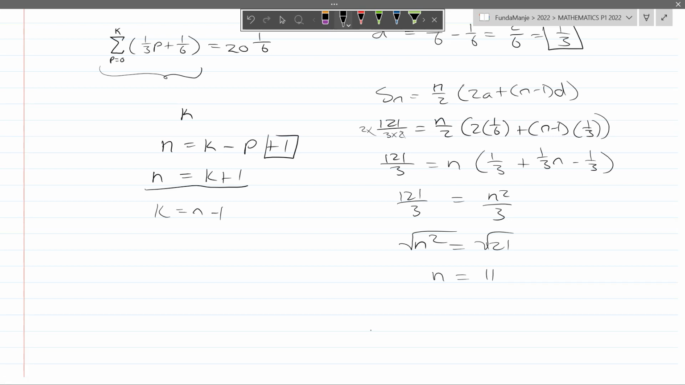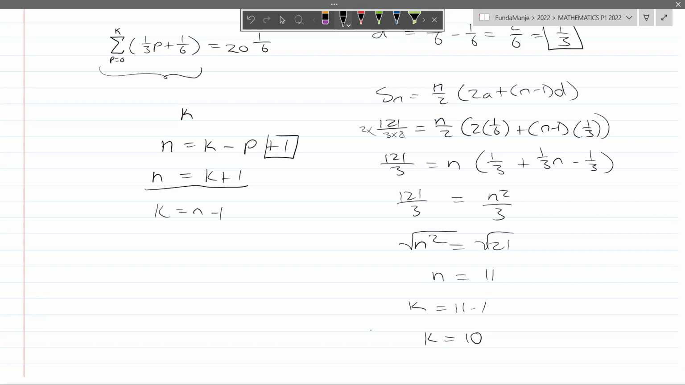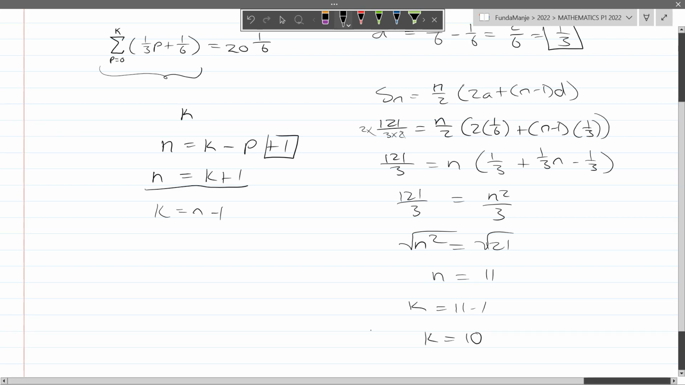And then remember, what we're looking for is not n, or n is not equal to k, but they are related through this relationship. This means that k is equal to 11 minus 1, and k will be equal to 10. So that's how you can solve that problem.